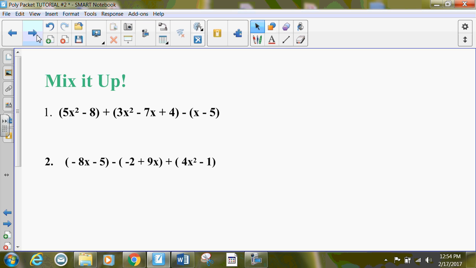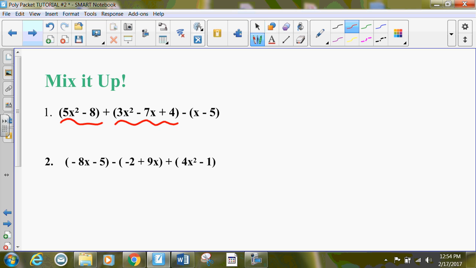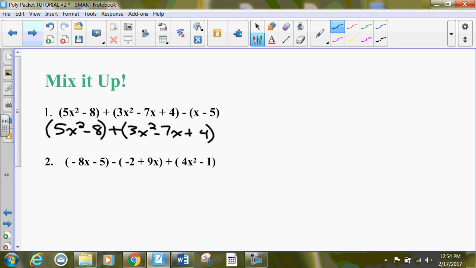All right, mix it up. So here we're noticing that we've got a binomial plus a trinomial minus a binomial. And we have a plus and we have a minus. So this one, the best way to do it might just be to rewrite the last part of it so we can keep it all addition. We could rewrite it as 5x squared minus 8 plus, I don't really need the parentheses, but I'm going to write the parentheses anyways because we haven't talked about that. Okay, I'm going to change the minus to a plus, but that means everything that comes after the sign that I changed, their sign has to change.